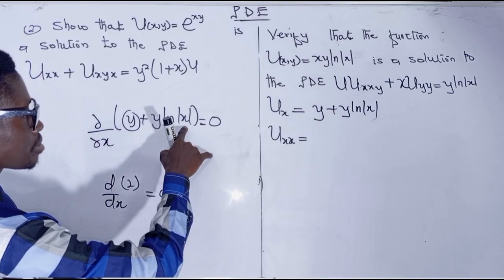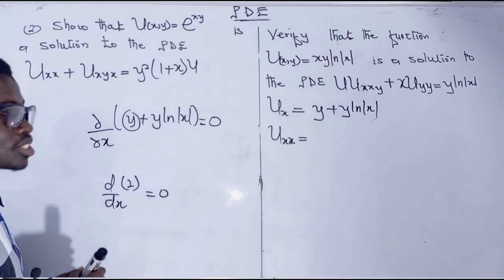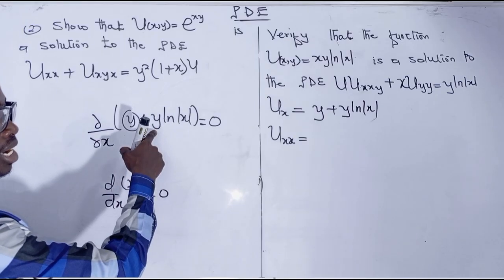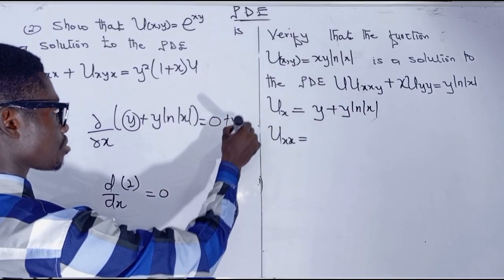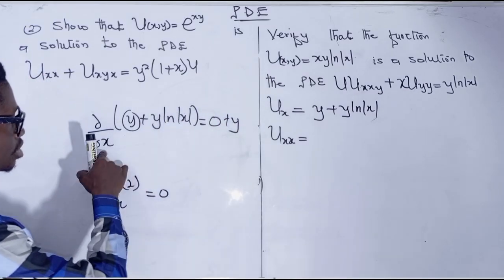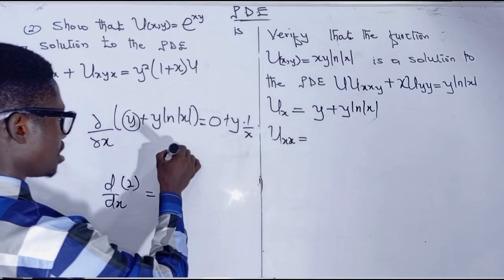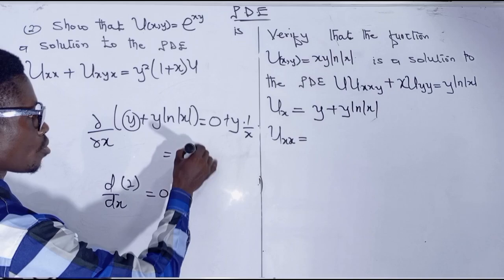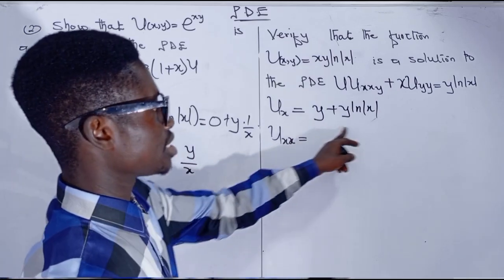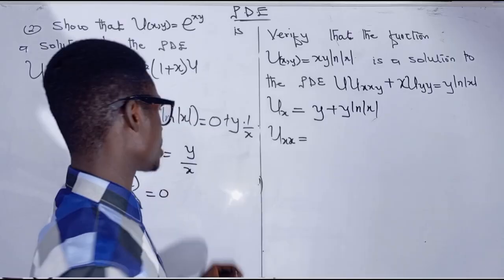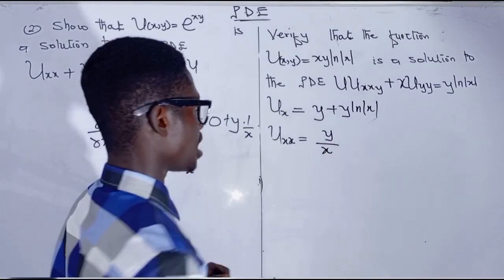And then this y is multiplying ln x. So we have two functions. So this y here becomes a constant. So we keep the constant. Then we differentiate ln x with respect to x. That's going to give us 1 all over x. So at the end, we are having y all over x. Very, very easy. So when we differentiate the whole of this function with respect to x, we are getting y all over x.